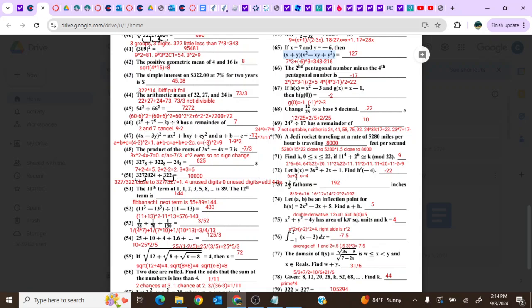33, 2 and 2/3 fathoms is how many inches? Fathoms convert to feet, multiply by 6. So first off, turn this into an improper fraction. 2 times 3 plus 2 is 8. 8 over 3 times 6 is equal to 8 times 2, which is 16.